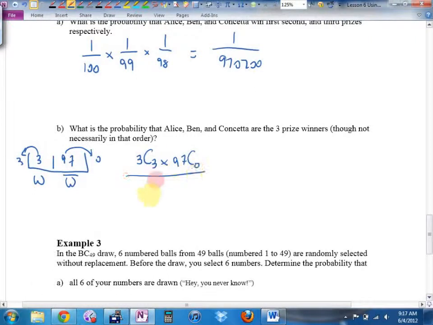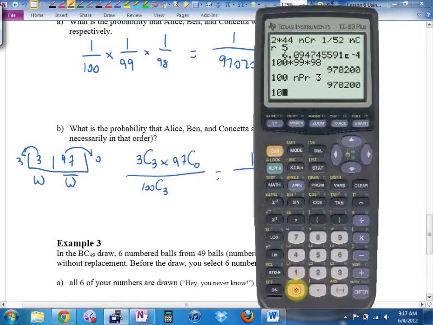All divided by... Dominique, divided by what, do you think? See the equation popping out? Yes? By the way, folks, what is 3 choose 3? 1. What is 97 choose 0? 1. You know what? Let's see this as a fraction. Just find out what is 100 choose 3. What am I going to put on the bottom there? 161,700.